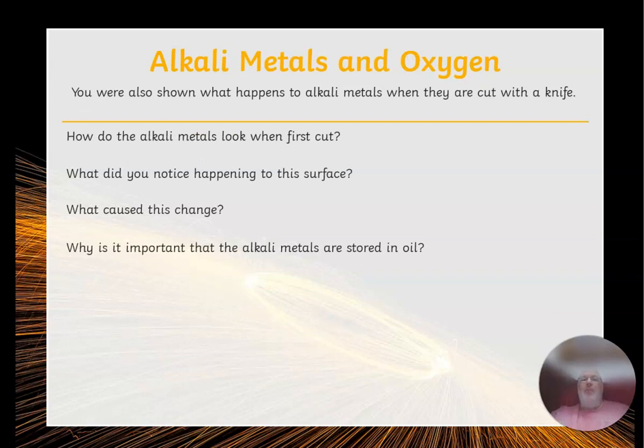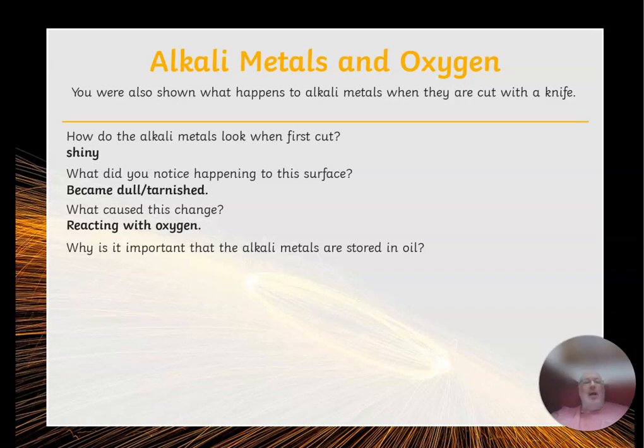So, what happened when the alkali metals were cut with a knife? This was much harder to see on the video, and you might want to go back and watch the video again to check out the answers we're going to get here. So how do the alkali metals look when they're first cut? Well, like all metals, they're shiny. What did you notice happening to the surface? Well, over time, the surfaces became duller or tarnished, is the fancy English word for that. What causes this? Well, there must be a reaction going on. The only thing that the metal could be reacting with is the oxygen in the air.